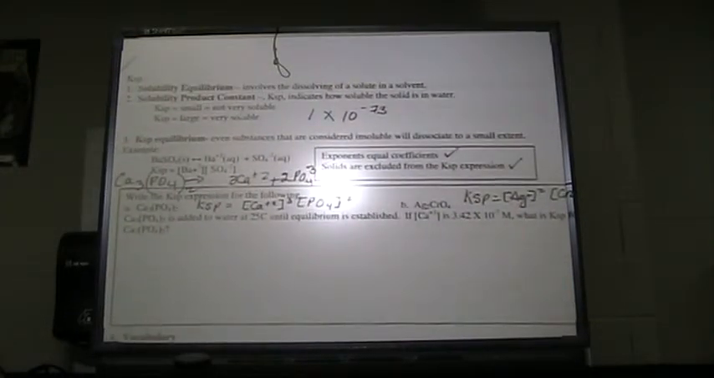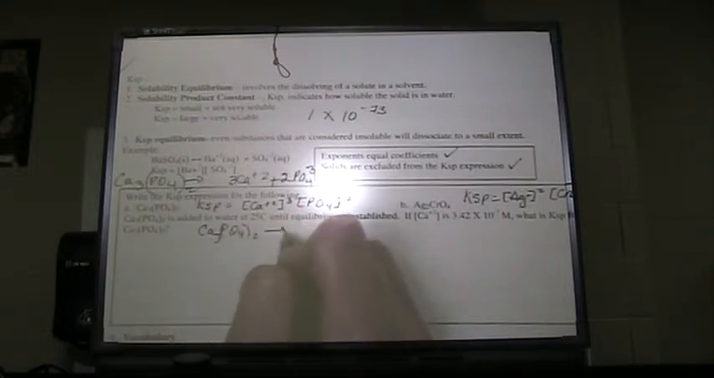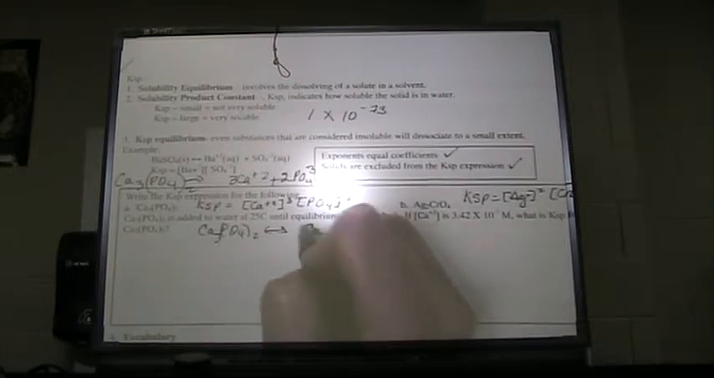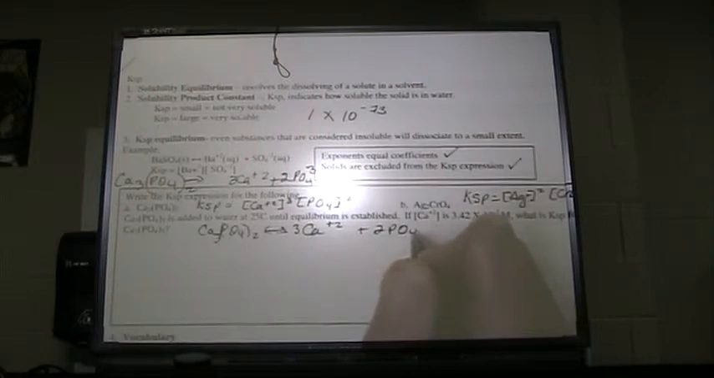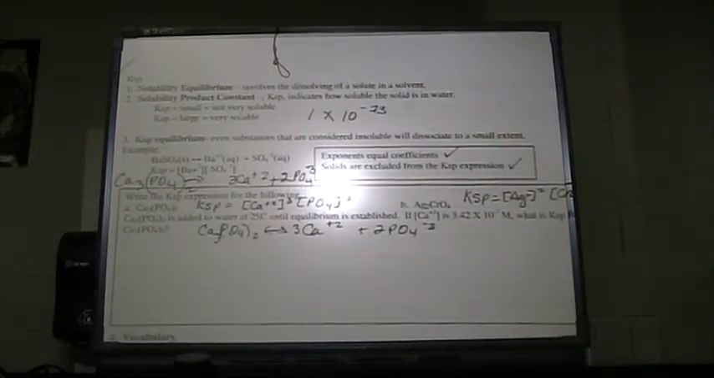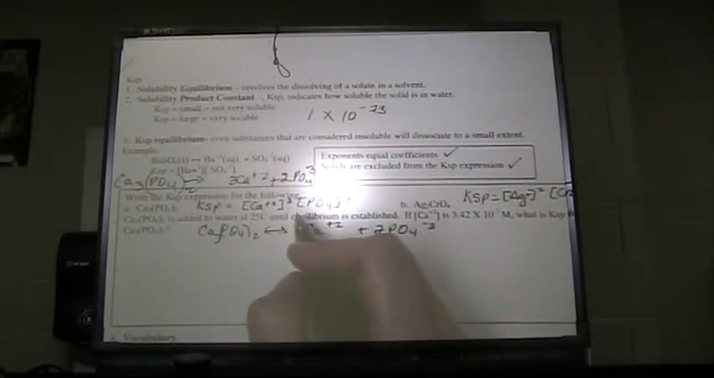Calcium phosphate is added to water at 25 degrees C until equilibrium is established. If the calcium ion concentration is 3.4 times 10 to the negative 7th molar, what is KSP for calcium phosphate? Okay, calcium phosphate would be in equilibrium with its ions. So far, I'm good with that. The KSP is this value here.